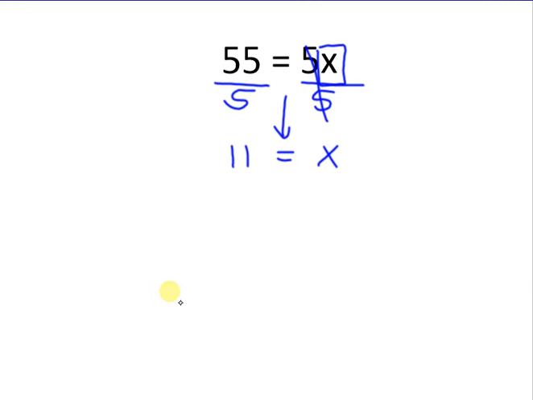Now, you probably saw in the tries, it is proper form to flip this back around. The variable should always be on the left-hand side in your final answer. So x equals 11 is going to be your final answer.